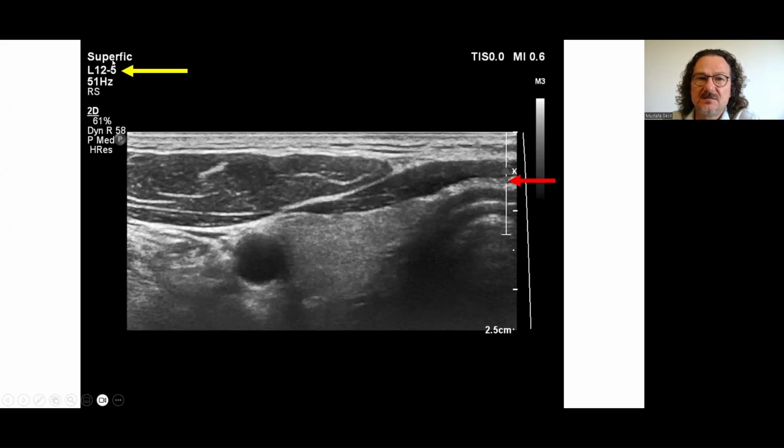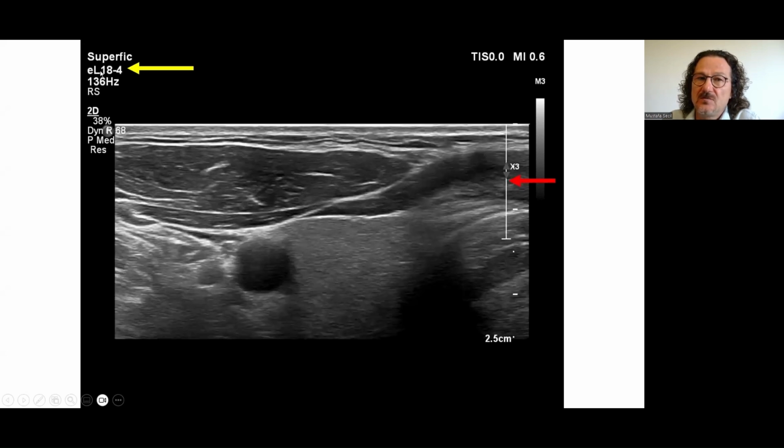The same transducer, but with superficial presets. You see the loss of detail of the thyroid, but the muscles and the layers of the skin and subcutaneous tissue are better delineated. This is a more superficial transducer use. You see the loss of thyroid details, but the skin, subcutaneous fat, and the detail of the muscles.